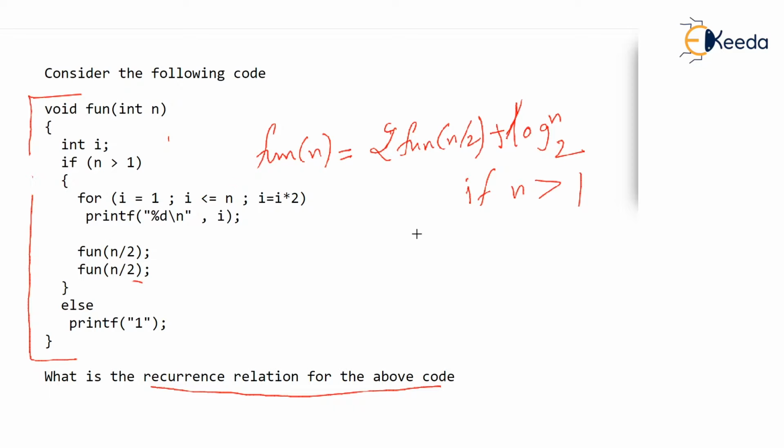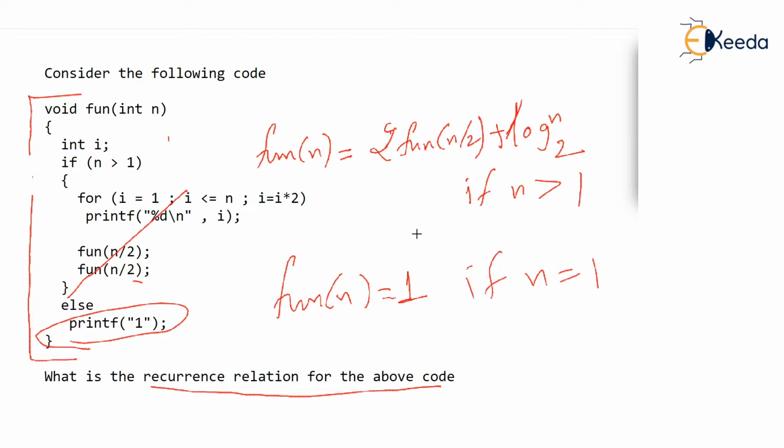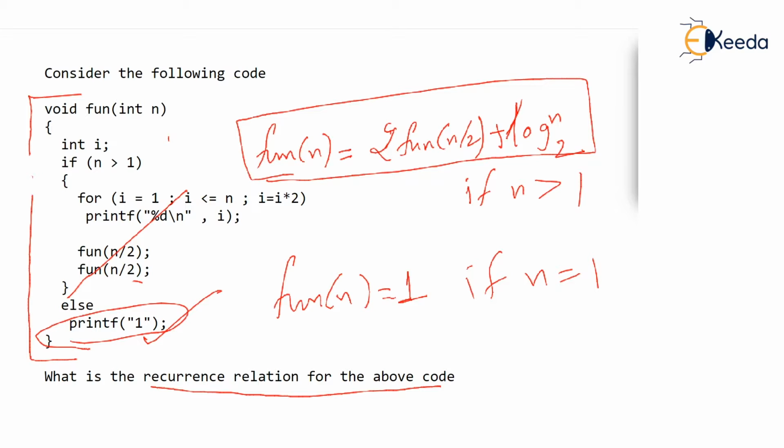Yes. If n is equal to 1, then this if will not run and only else will run, which has only one statement. So we can say fun(n) is exactly 1 if n is 1, because there is only one operation getting done. And now this recurrence relation can be solved using Master's theorem, isn't it? Because it is perfectly in the form of Master's theorem.